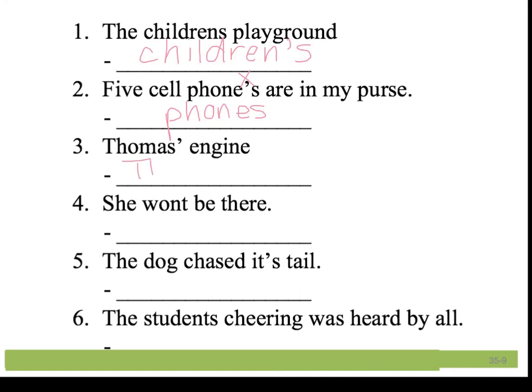Thomas's engine, the name ends with S. It has the apostrophe, which is good, but we need to go ahead and add the S at the end. She won't be there. That is a contraction, but it is missing the apostrophe between the N and the T. The dog chased its tail. The its right here is a possessive pronoun. Remember, possessive pronouns do not need apostrophes. It's, with an apostrophe, is the contraction for it is. So don't get those two confused.